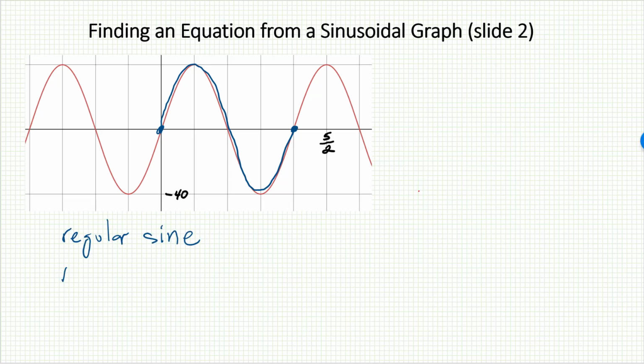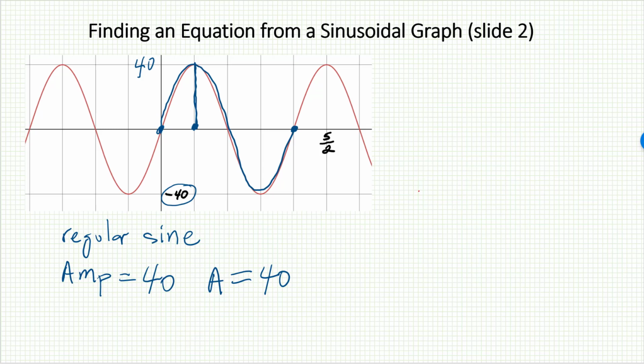And then what's the amplitude? Well, the only number marked here is negative 40, but of course that means this must be positive 40. And I can see that that's the distance from the middle to the top. It is 40. The amplitude is 40. Since I don't have any reflection going on, that means that the a value is also 40.